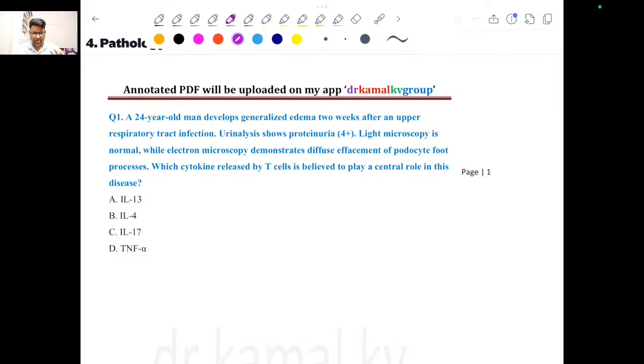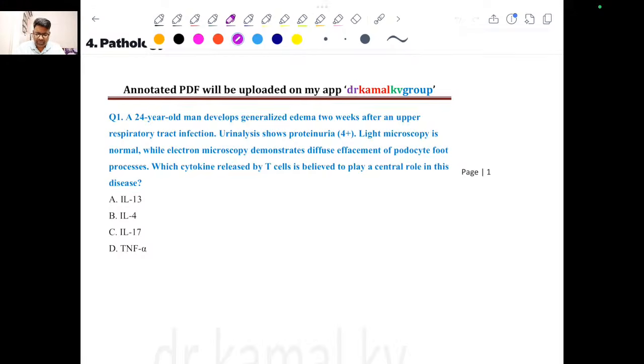So finally, we are all set for today's session, and today I have selected a few questions from pathology. Some questions are comparatively easy, some are a little difficult, and some are out of the syllabus, you can say. So I am very sure this session is going to be a very interesting one.